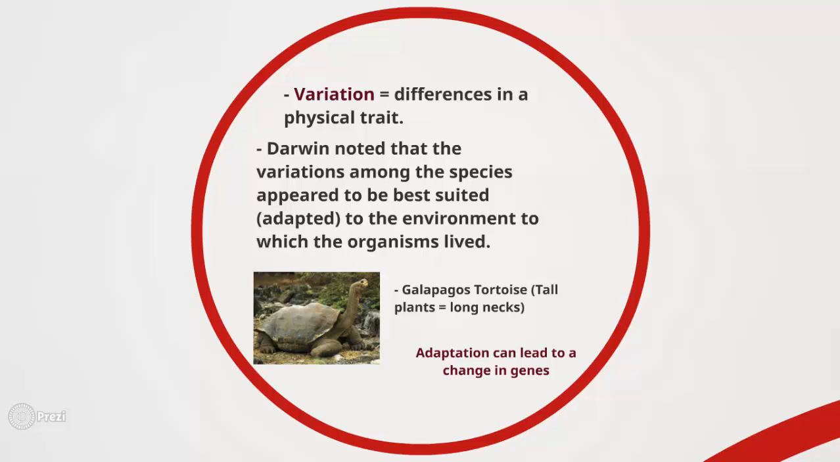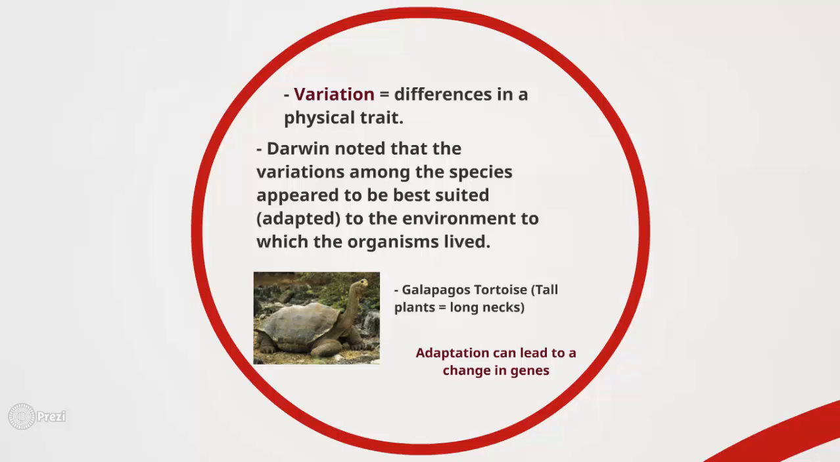Darwin noted that the variations among the species appear to be the best suited or adapted to the environment in which the organisms lived. This picture is of the Galapagos tortoise. In the region where the tortoise lives, there are tall plants. So the tortoise has a long neck.